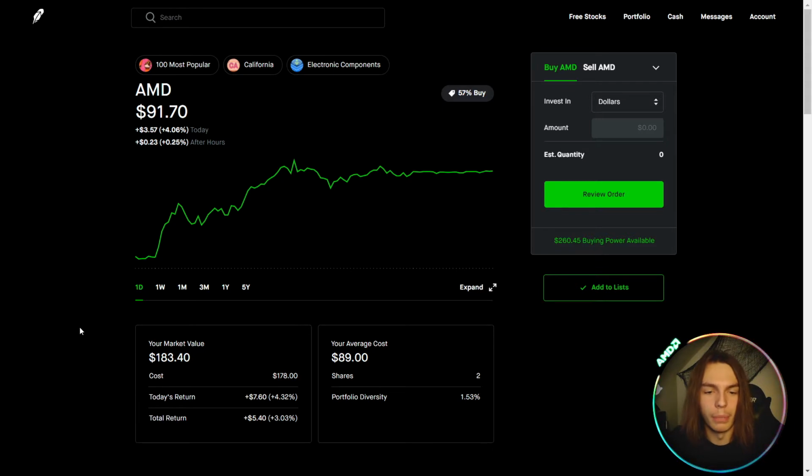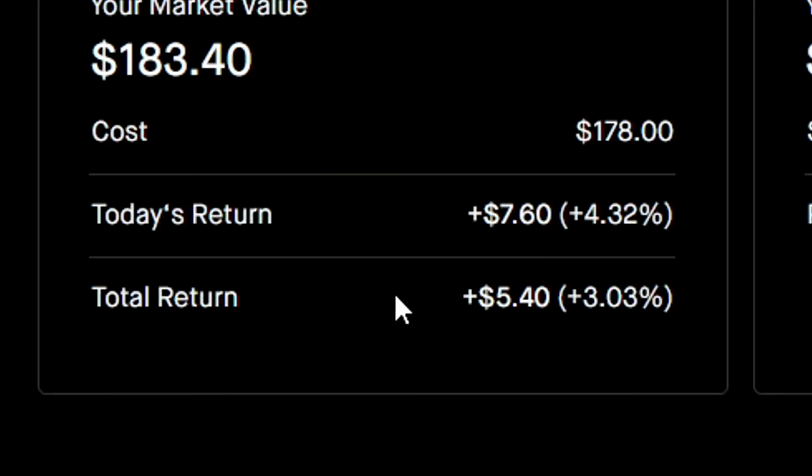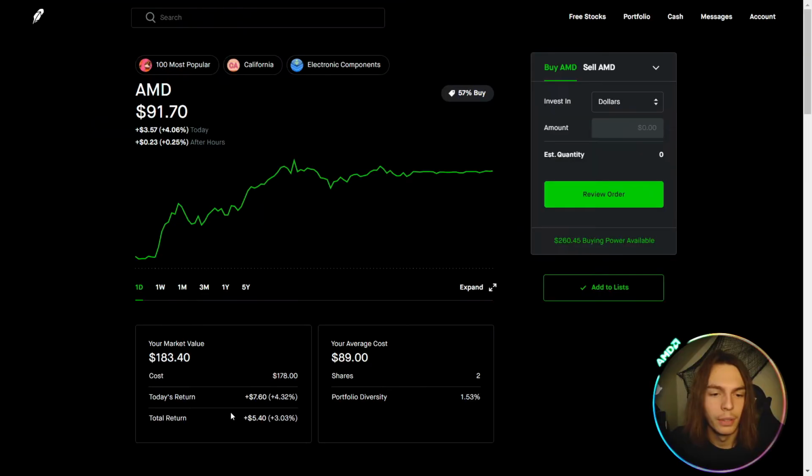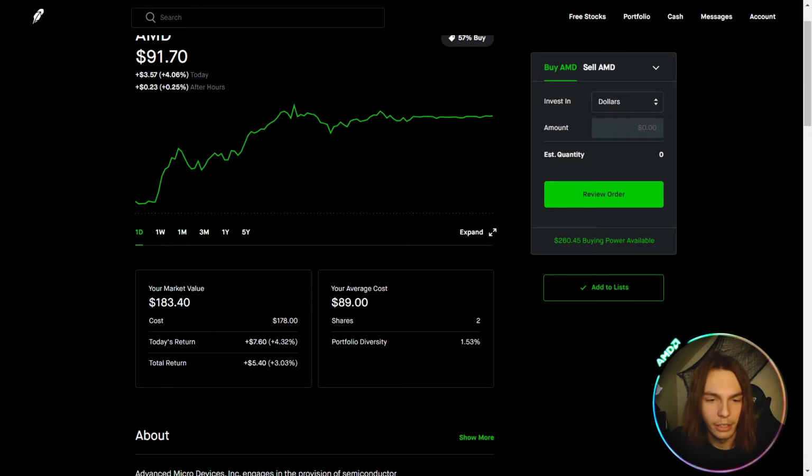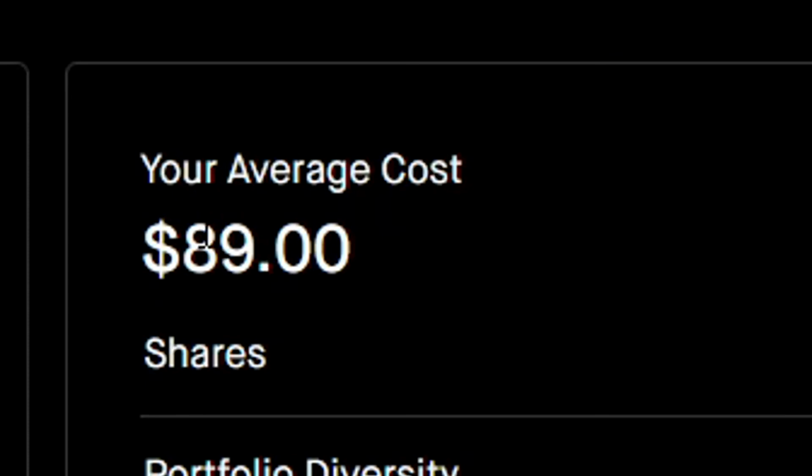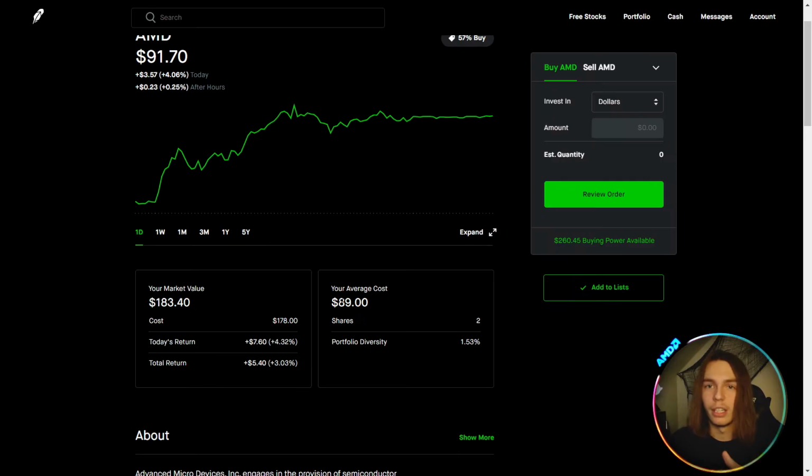The numbers you're going to be mostly looking at is your total return. That's what I like to look at, which is pretty much an explanation of your full return based on your average cost, how much you've put in. So your average cost basis is pretty much the average cost of how many shares you bought.